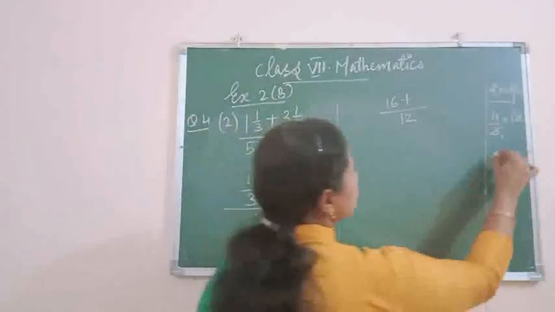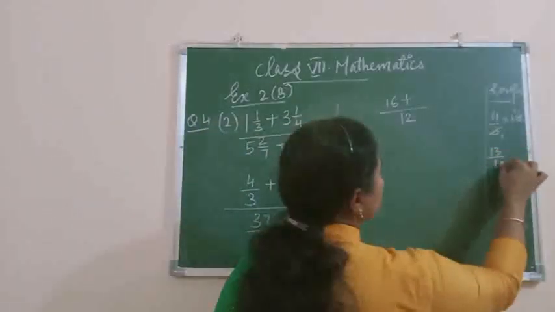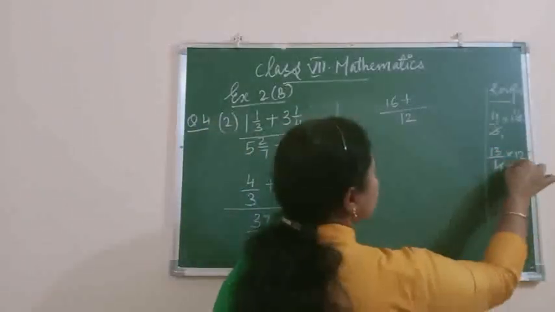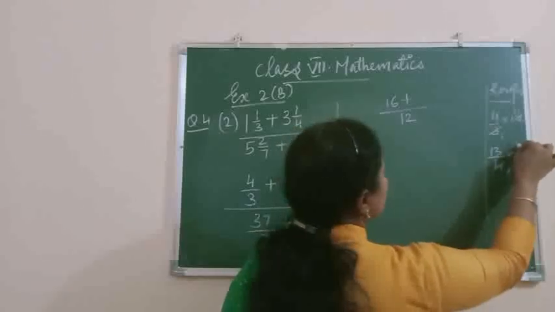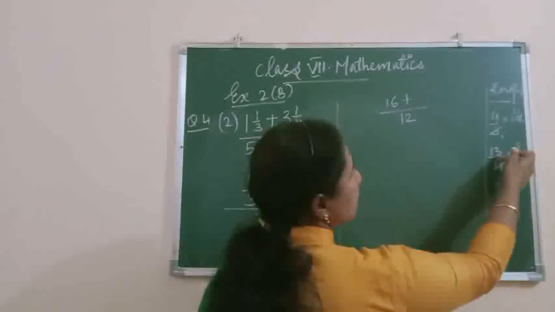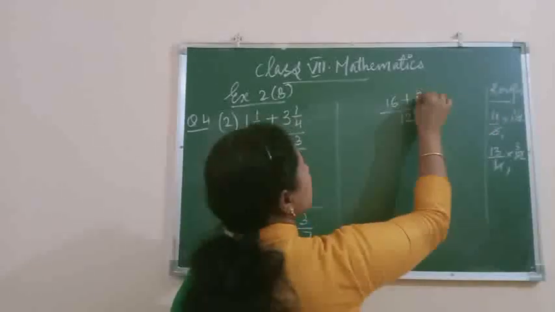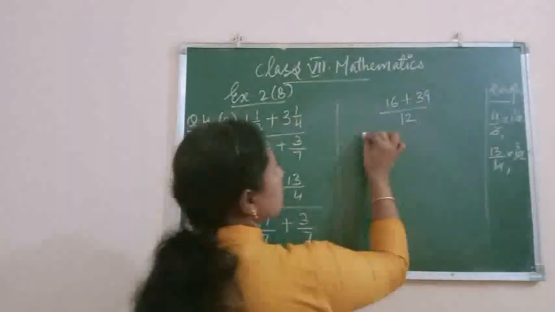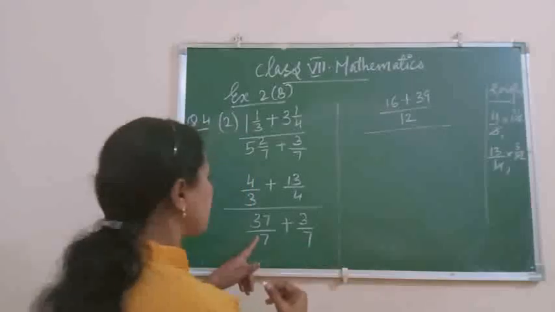And the second fraction, 13 upon 4 multiplied by 12. 4 ones are 4 and 4 threes are 12. Now multiply these two: 13 into 3 is 39. Then upon the denominator we are writing.